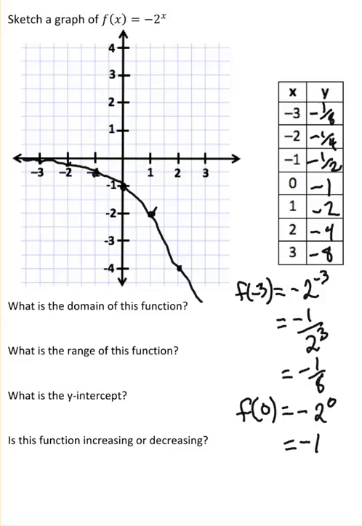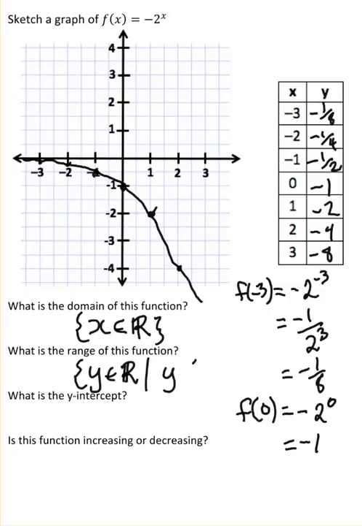The domain of this function, notice any x value is still allowed, so the x is still an element of all real numbers, is still my domain. The range has changed though this time, so now the range is going to be y is an element of all real numbers, but the range is essentially flipped, right, because of that reflection in the x-axis. So now y has to be less than 0. So y has to be all the negative numbers, no positive numbers at all.